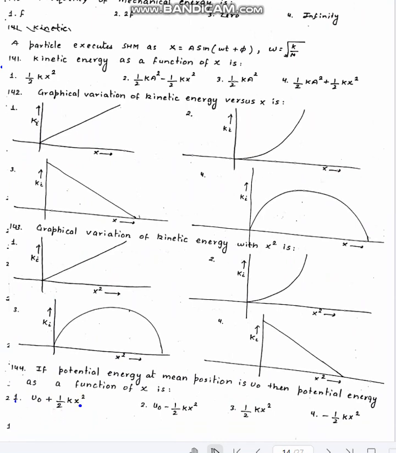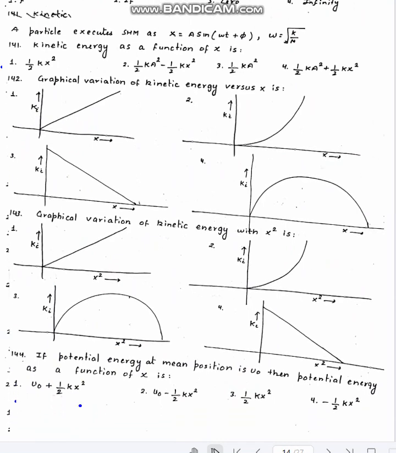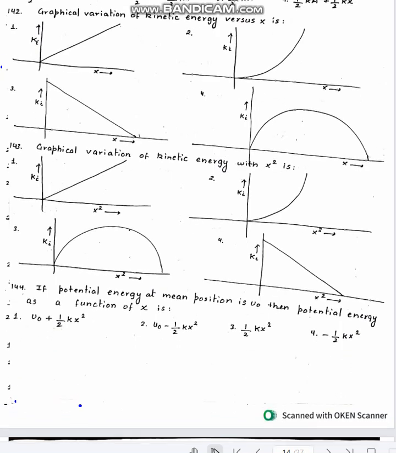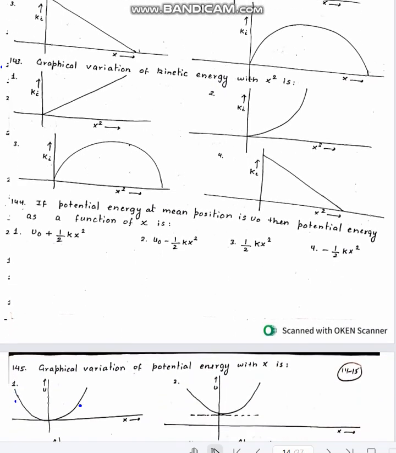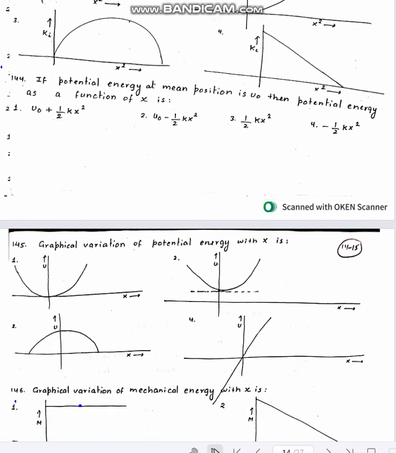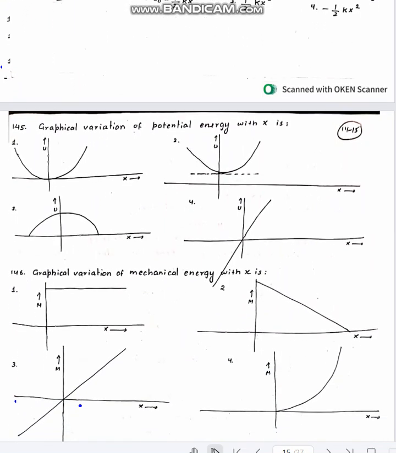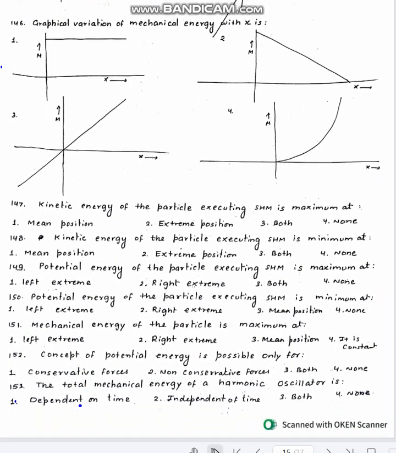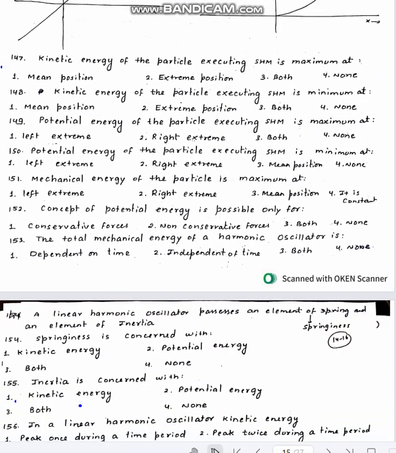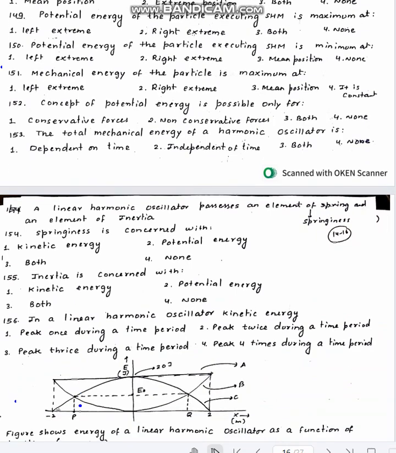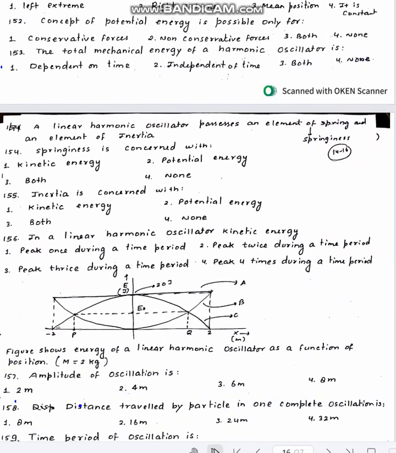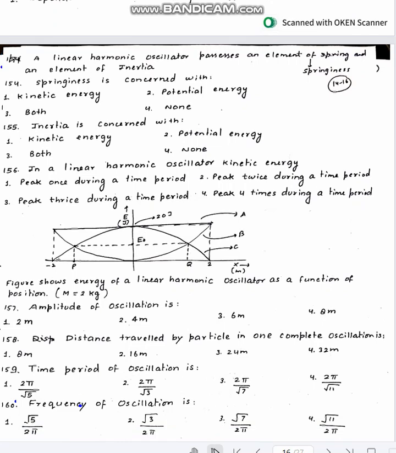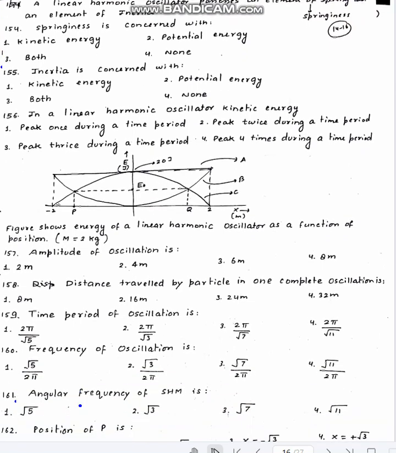Then we have a numerical question based on SHM. We need to find its kinetic energy. Then graphical variation with position, graphical variation with x square. Then potential energy as a function of x, its graphical variation of mechanical energy with x. Then kinetic energy, maximum minimum conditions, potential energy, maximum energy, mechanical energy, maximum minimum conditions. Then we have linear harmonic oscillator, springness concerned with what, inertia.